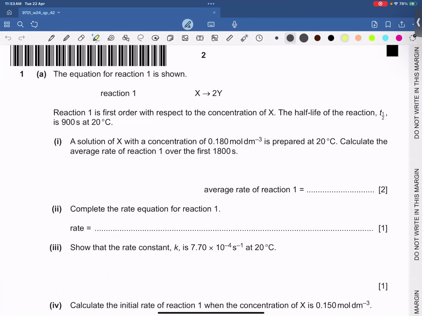Question number 1, the equation for reaction 1 is shown. Reaction 1 is one in which X, basically your reactant, is converted into 2 moles of product, which is your Y. Reaction 1 is first order with respect to the concentration of X. So if it is first order with respect to X, then its rate equation can be written in this way.